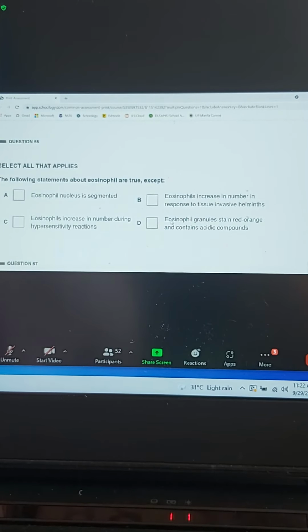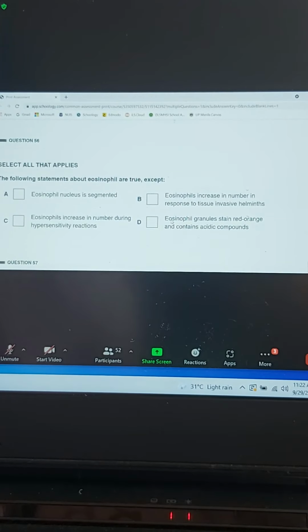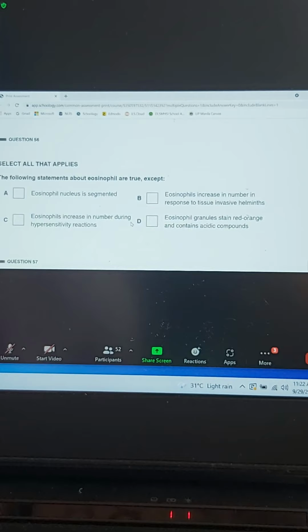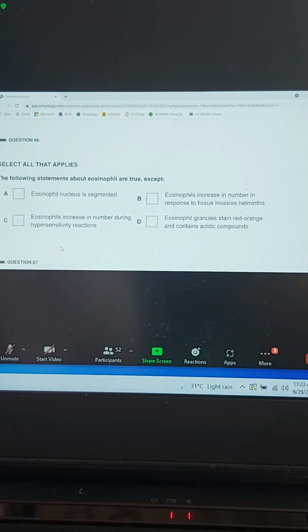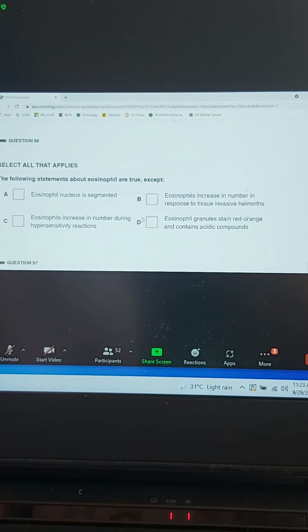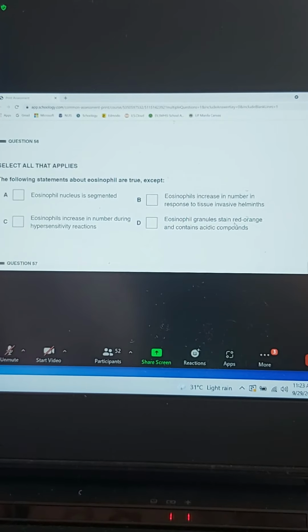56. The following statements about eosinophil are true except, alin dito ang hindi totoo? D po. It's letter D. Okay? Because eosinophilic granules, they stain red-orange, that's right, but they contain alkaline or basic compounds. Kaya nga sila eosinophil, they attract the eosin stain because of the basic compounds in their granules.